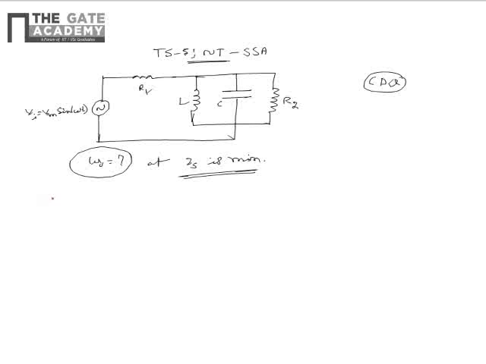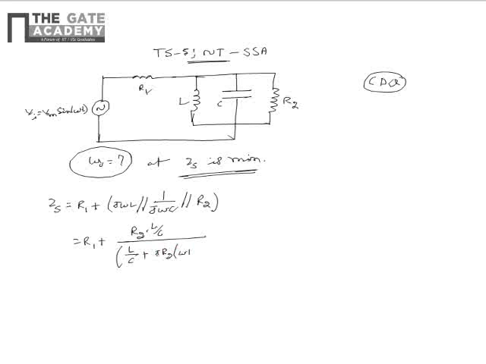Now let us find out the impedance as seen from the source, which can be written as Zs equal to R1 plus j omega L connected in parallel with 1 by j omega C connected in parallel with R2. This upon simplification can be written as R1 plus R2 into L by C divided by L by C plus jR2 multiplied by omega L minus 1 by omega C.